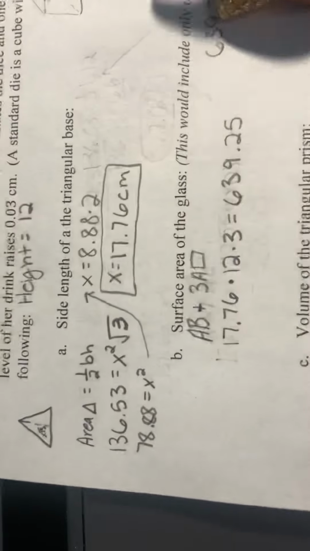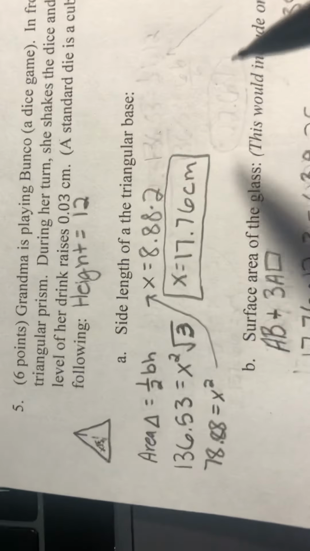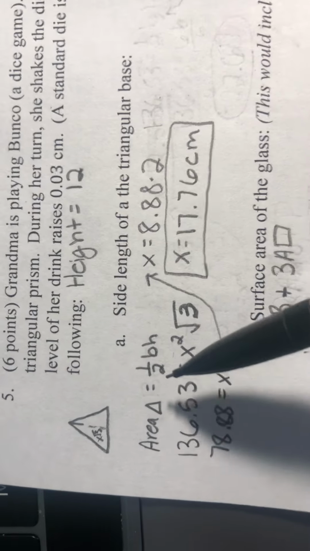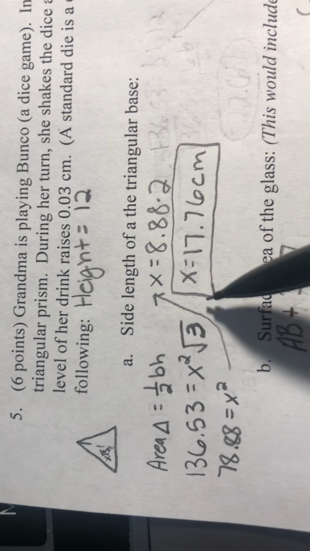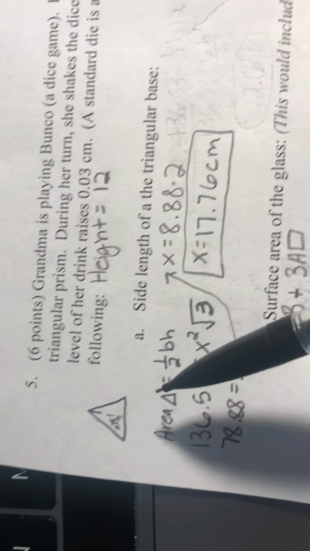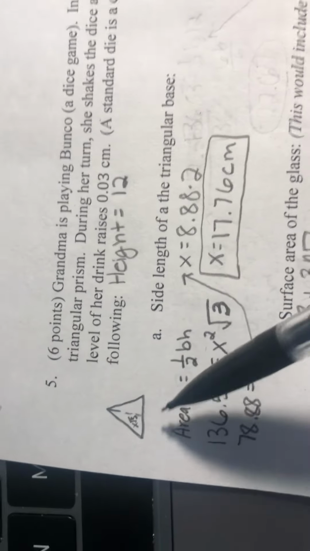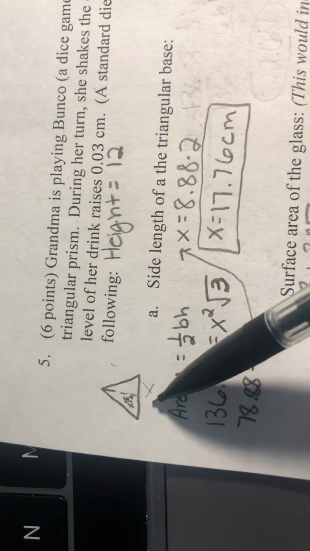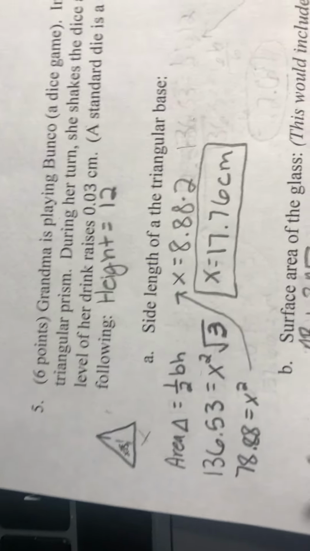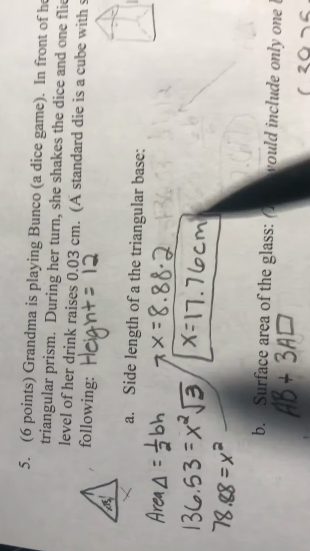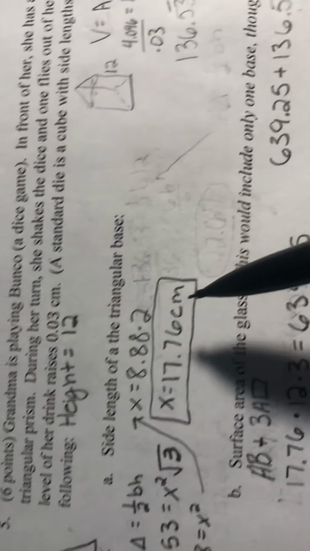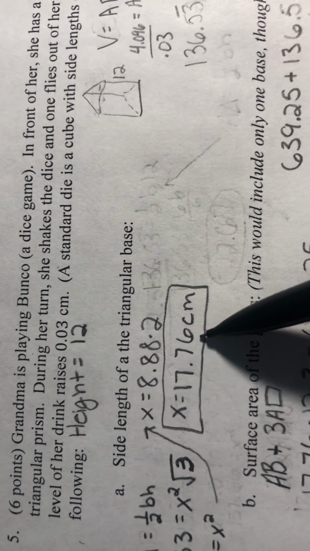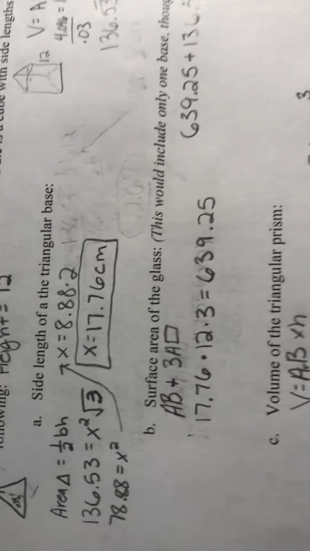And then to find the side length, since that was the area, I used the area of a triangle, and I plugged in the numbers that I had. And since it has to be an equilateral triangle, we know that if the sides are x, the height has to be x radical 3. So by plugging in those numbers and simplifying, I got that the side length of the triangular base was equal to 17 and 76 hundredths centimeters.